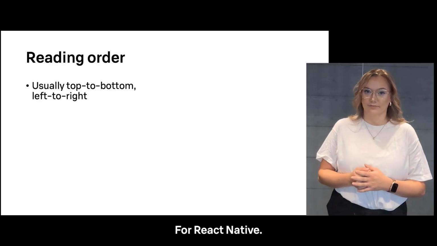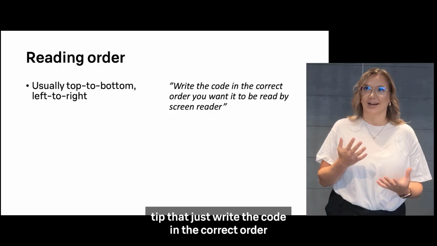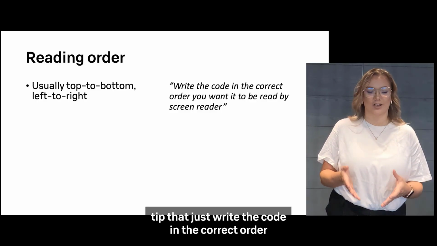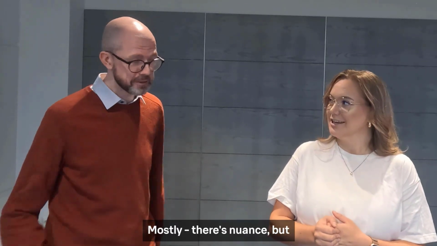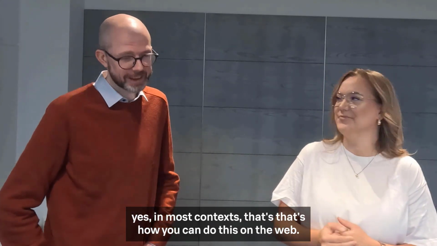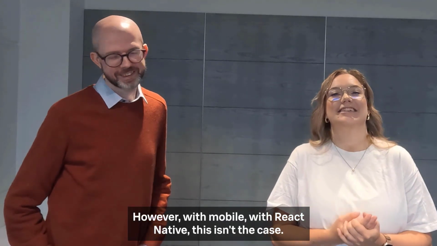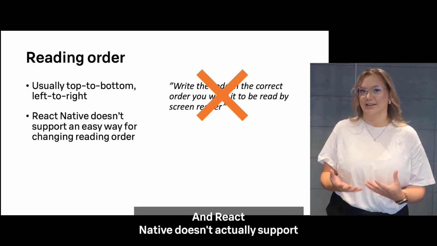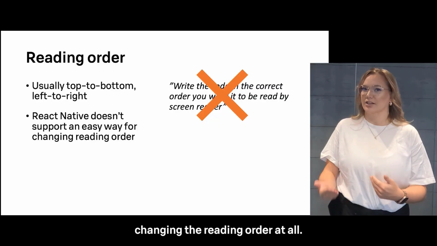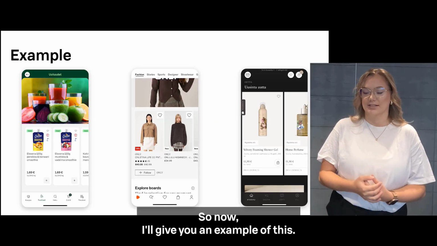For React Native, I've tried to figure out how to do this. I once read this tip that you should just write the code in the correct order you want it to be read by the screen reader. And apparently this works with web, right? Mostly, there's nuance, but yes, in most contexts, that's how you can do this on the web. Yes. Now, however, with mobile, with React Native, this isn't the case. So it doesn't always work. And React Native doesn't actually support changing the reading order at all. So now I'll give you an example of this.